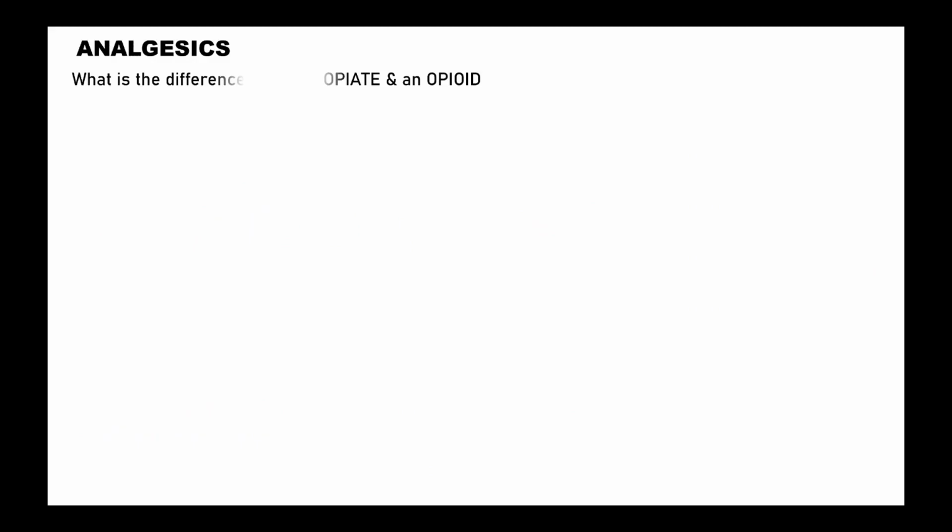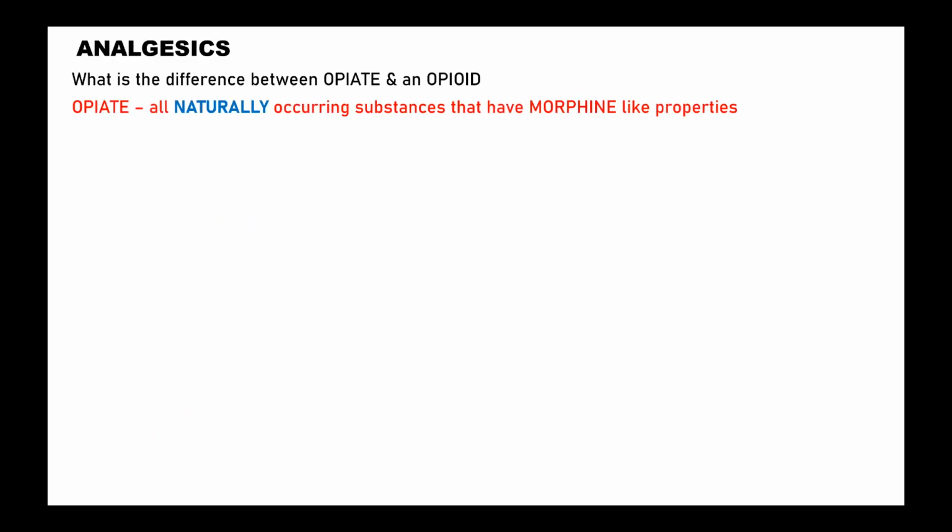Coming to analgesics, what is the difference between opiate and opioid? Opiate is all naturally occurring, like morphine, and opioids are synthetic substances which have affinity for opioid receptors.